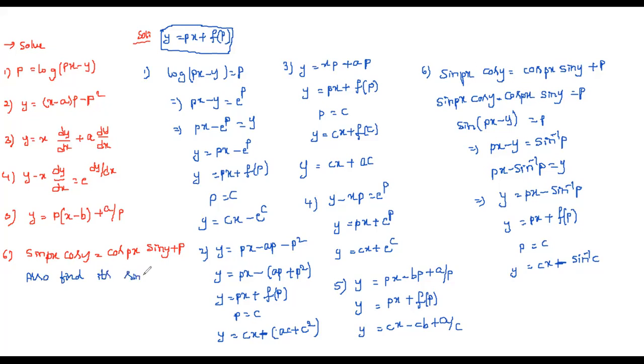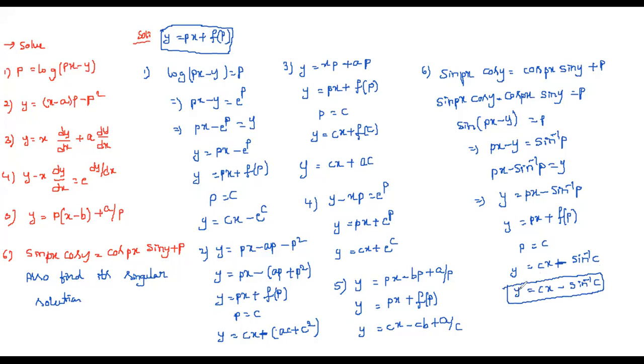Suppose they asked for a singular solution. How do we find the singular solution for these problems? The singular solution also comes from the general solution. Here the general solution we got is y is equal to cx minus sine inverse c. This is the general solution we got, and now we need to simplify this.